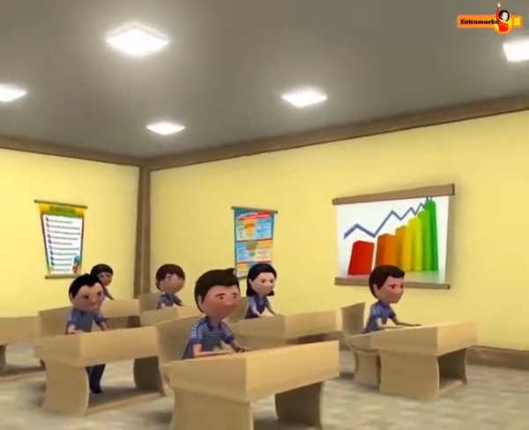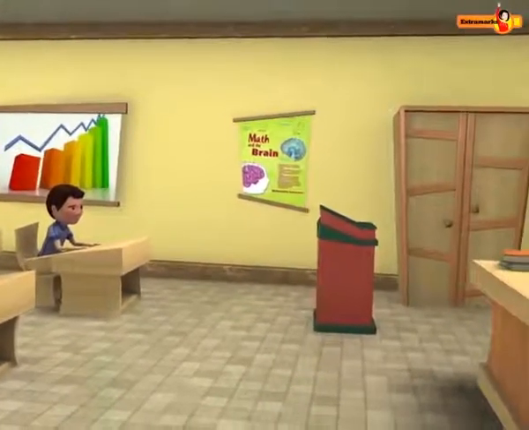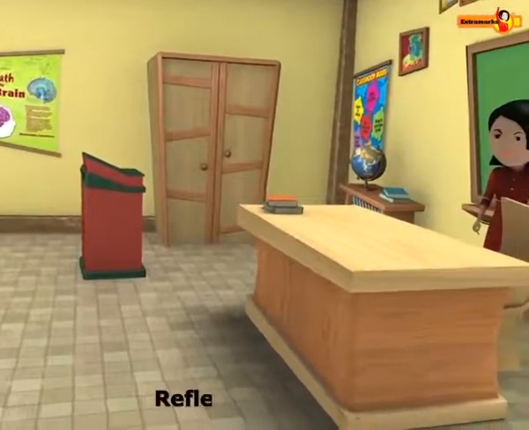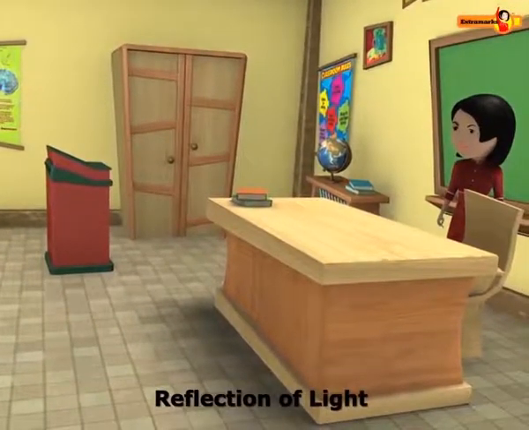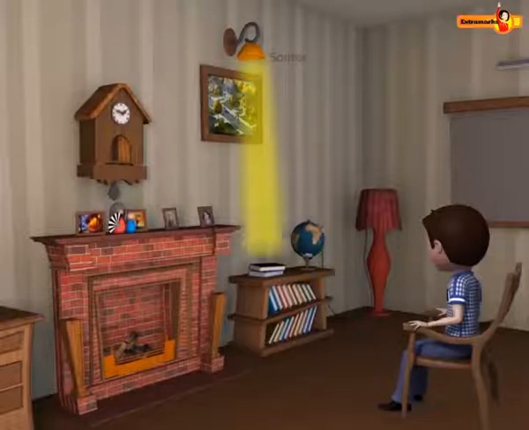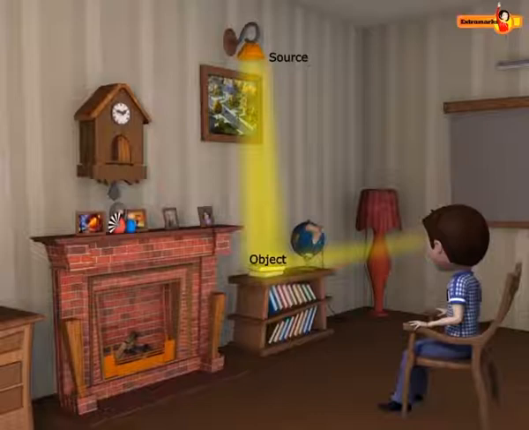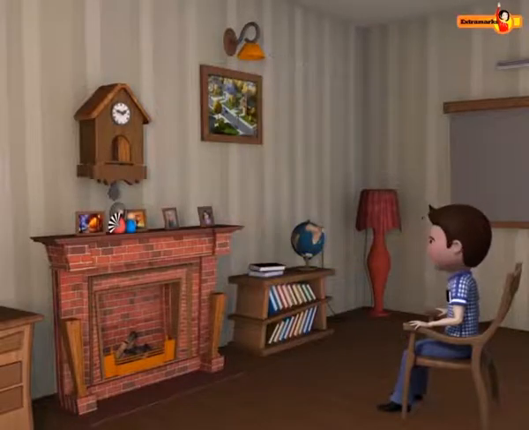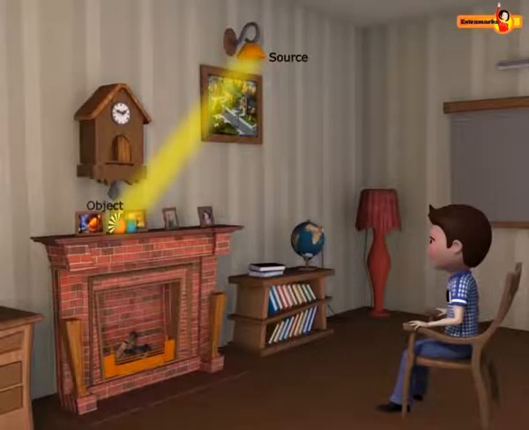Have you ever wondered how we can see the objects around us? The phenomenon which helps us in seeing the objects around us is the reflection of light. The objects that we see reflect light coming from some source such as sun, bulb, torch, etc. When light reflected by these objects reaches our eyes, we can see them.